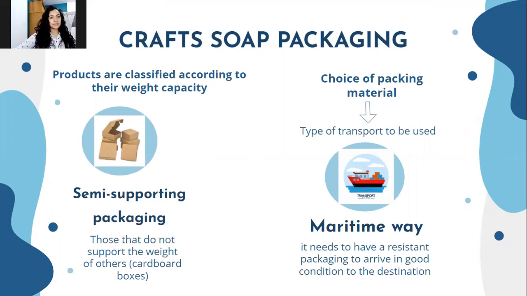Also, we need to take into account the packaging, and it is obvious that there exist a lot of types of packaging, but in this case, for the soap, it is going to use semi-supporting packaging, which are those that do not support a lot of weight. In this case, it is going to be cardboard boxes. It is also important to know that the transportation that will be used is going to be maritime, which is the cheapest way, and it needs a resistant packaging to arrive in good condition. In this case, the semi-supporting packaging is a good one.